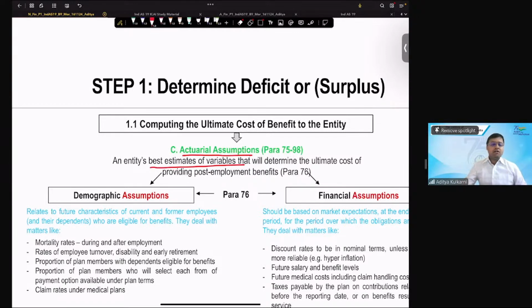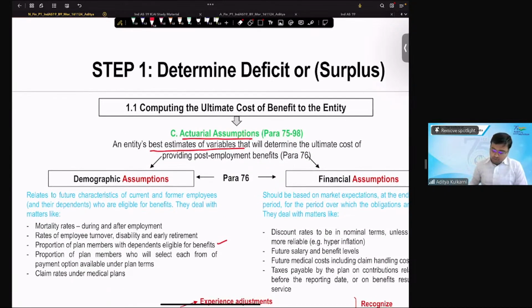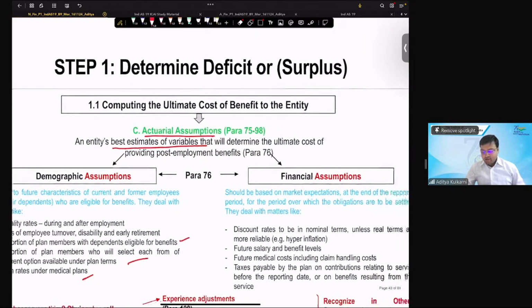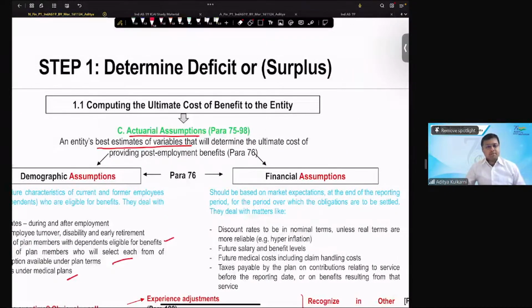Proportion of plan members with dependents eligible for benefits. If it is a medical benefit, how many children you are having? How old they are? Do they have any other issues? Because we have to cover their cost also. Proportion of plan members who will select each form of payment option available under the plan terms. Claim rates under medical plans. So if they have given me a health insurance and I have never claimed that, then that also they will be factoring. इसको हम लोग बोलते हैं demographic assumptions. It's related to characteristics as a person.